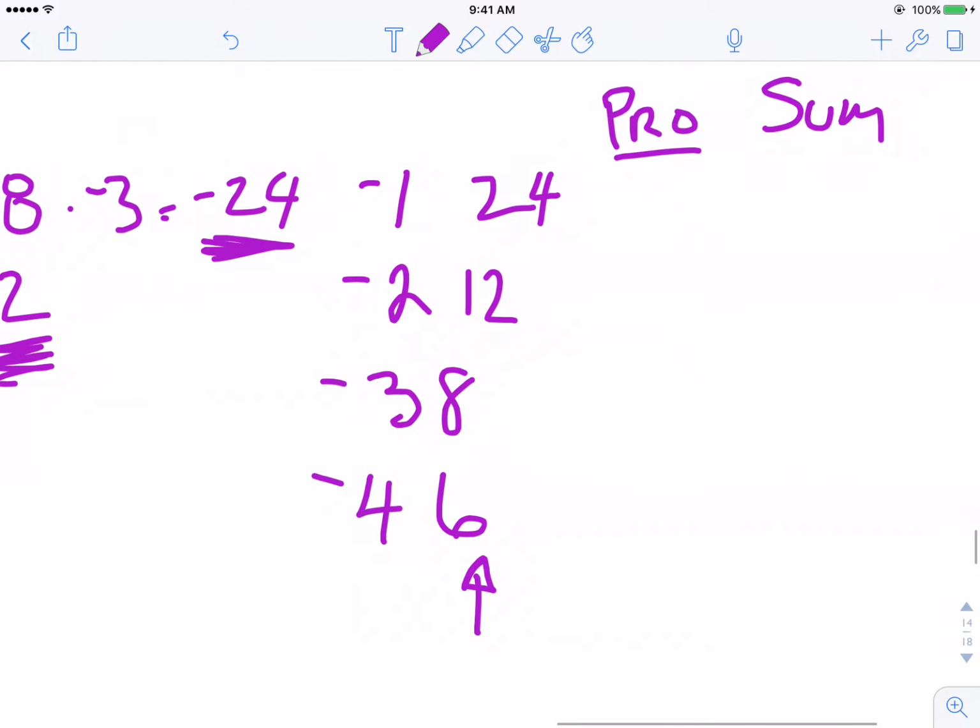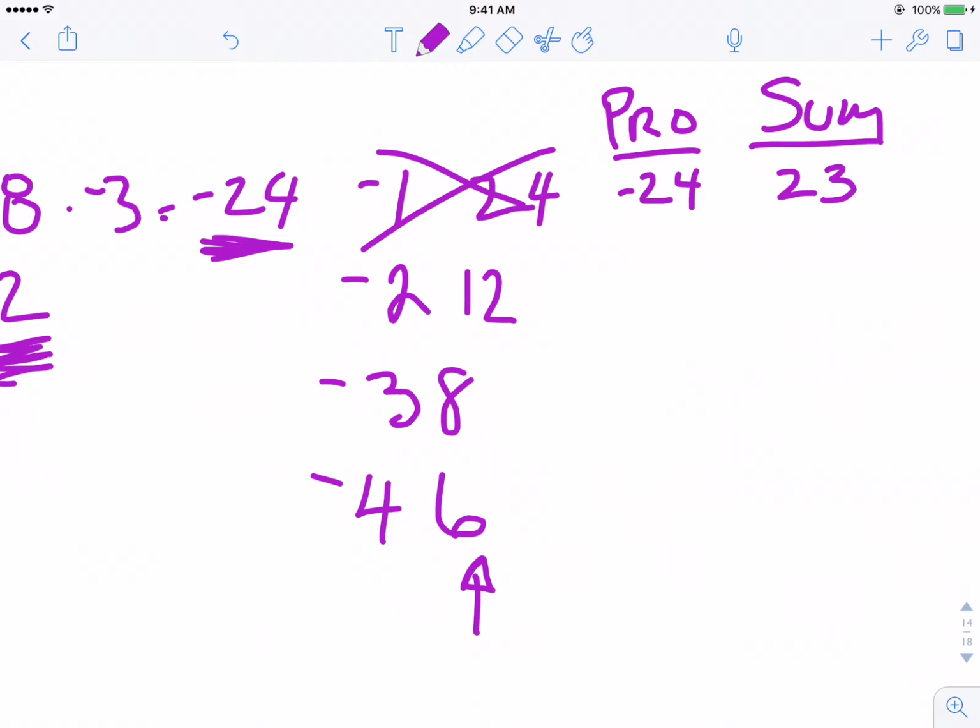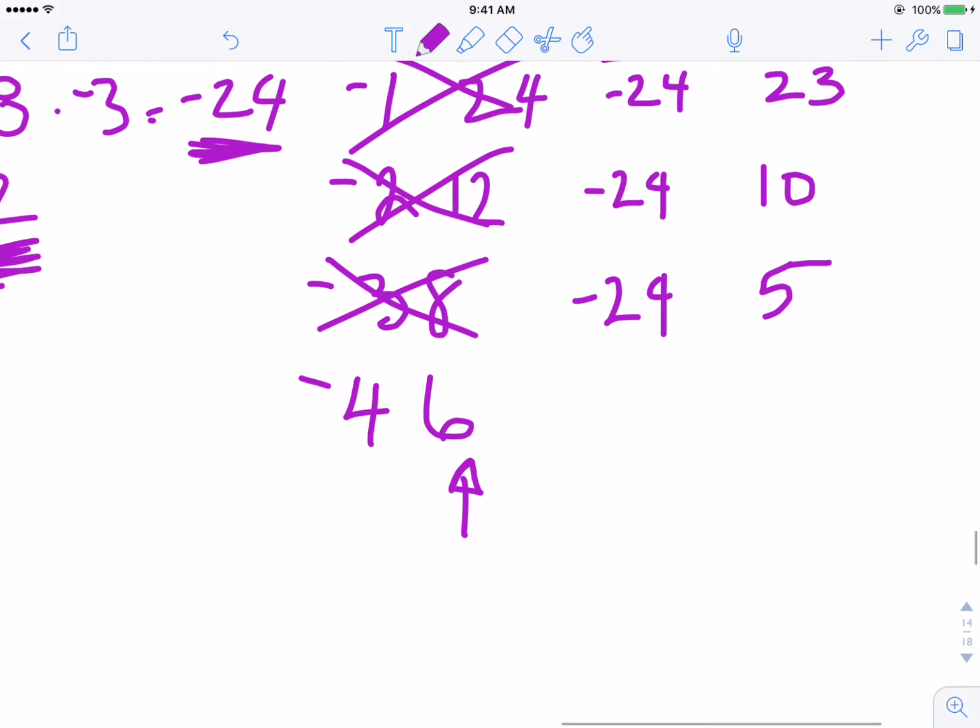So let's check our products and sums. Product of negative 1 times 24, negative 24. So that works so far. But my sum, when I add them together, gives me 23. So that combination I know is not going to work. Negative 2 times 12 is negative 24. So that works. But my sum, positive 10. This is not our integer combination. Negative 3 and 8 is negative 24. But when added together, it gives me 5. This is not our combination.